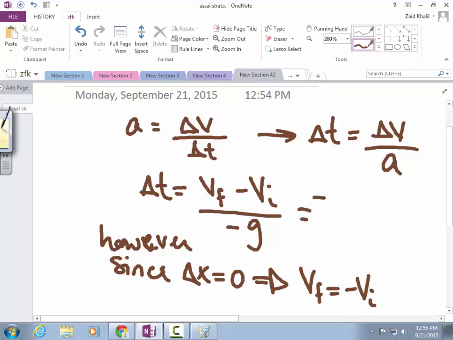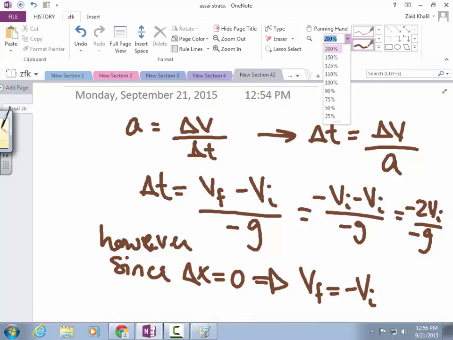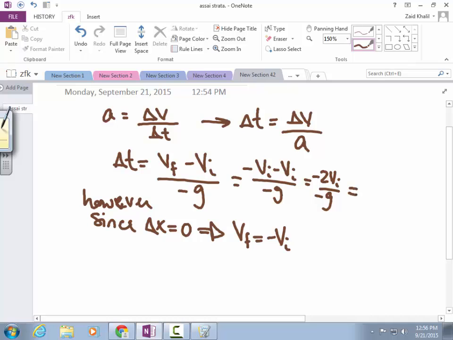We get negative Vi minus Vi over negative G, which is equal to negative 2Vi over G, negative G, and I'll zoom out a little bit. And what do we end up with? That the change in time is 2Vi over G. So, a couple questions. Is this physically possible, yes or no?